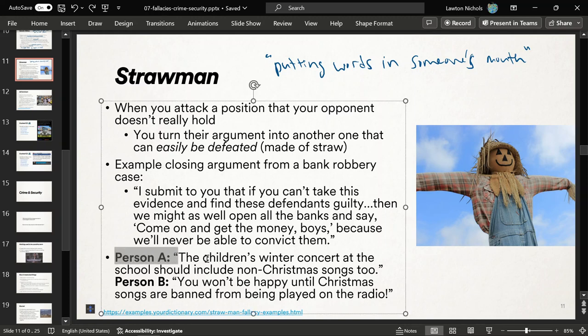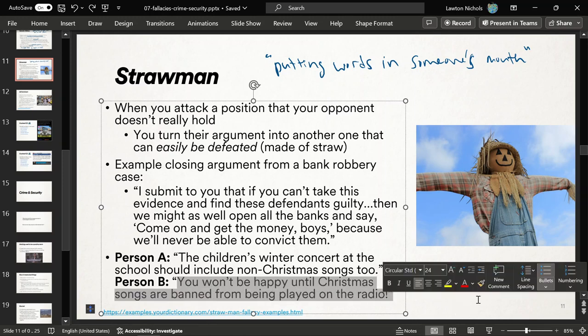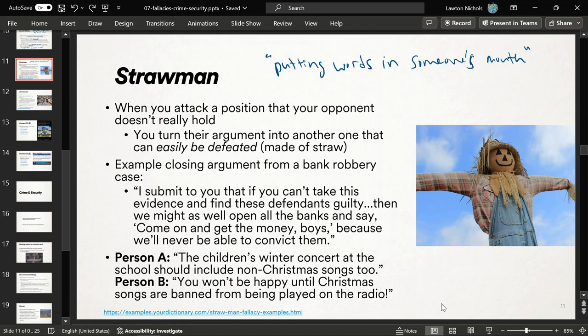Here's another example of the straw man fallacy. Some people are conversing about music. "The children's winter concert at the school should include some non-Christmas songs, too," says person A. And then person B responds by saying, "You won't be happy until Christmas songs are banned from being played on the radio." That is, person B is the one with the straw man fallacy, right? That's popping up there because that is not at all what person A says. Maybe they just like that one Taylor Swift song that doesn't have to do with Christmas, right? That is wintry themed, whatever. They're not trying to cause some sort of ideological debate. Yeah, that is the straw man fallacy. They're putting words in person A's mouth.